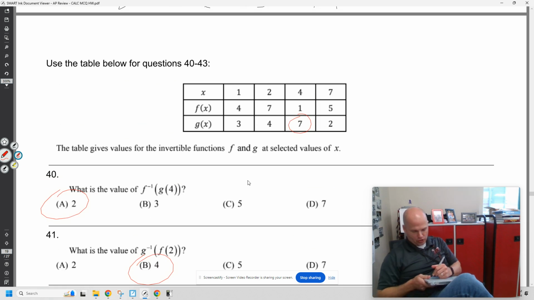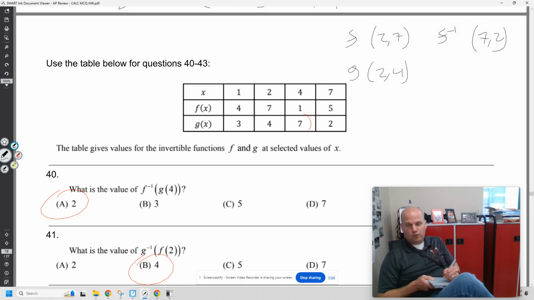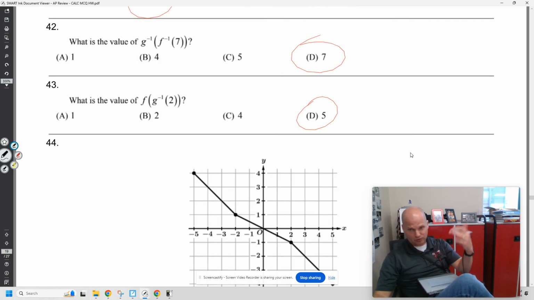If you're unsure of any of these problems I did, you just got to understand that concept that if F's got the point (2, 7), F inverse has the point (7, 2). If G's got the point (2, 4), G inverse has the point (4, 2). And that will help you. If you want to create more tables for yourself, you can go ahead.